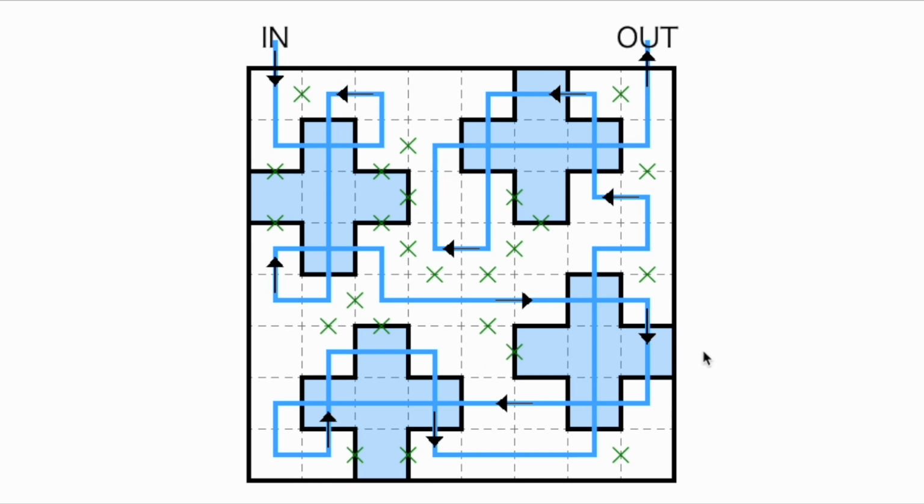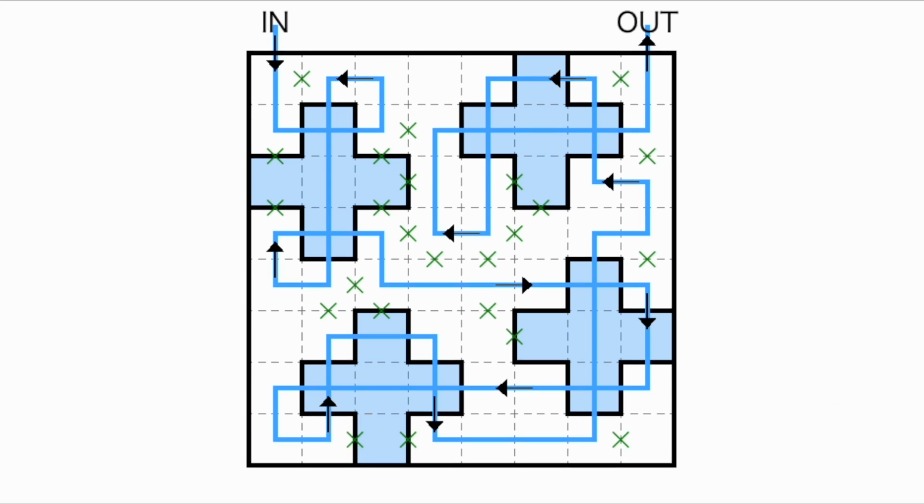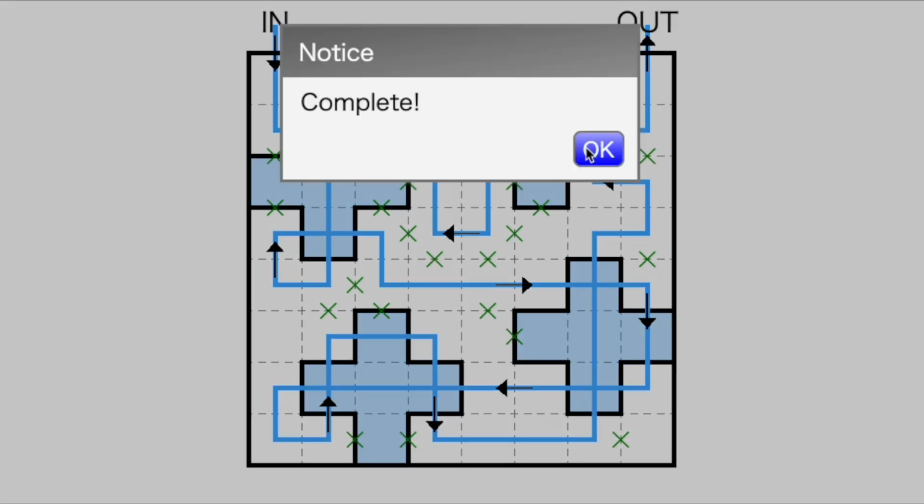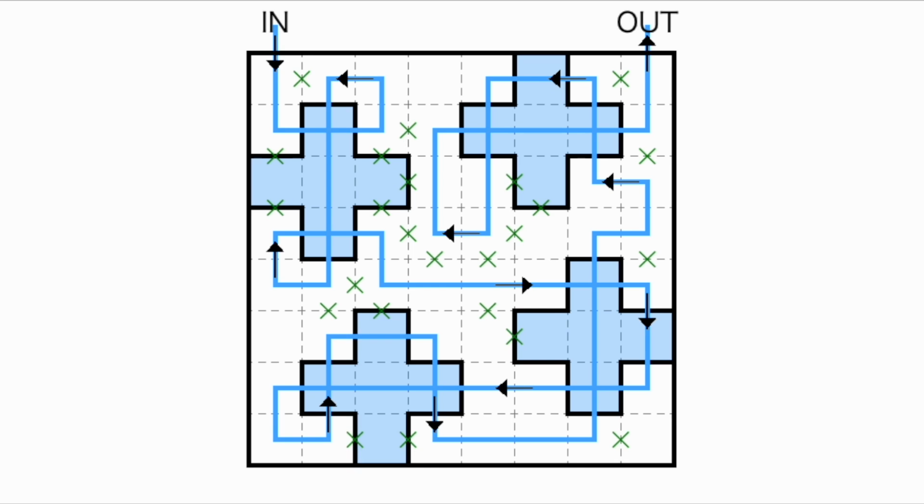And now we have a path that goes through all four of the icy regions, all of the arrows in the correct direction. So we can check our work here. And that is how you solve an Icebarn.